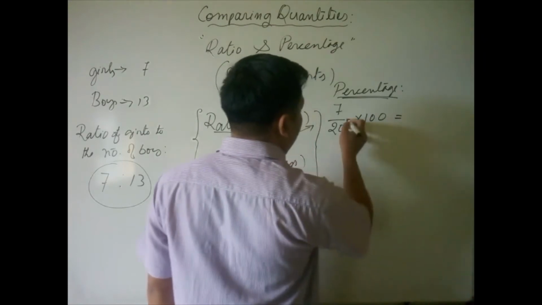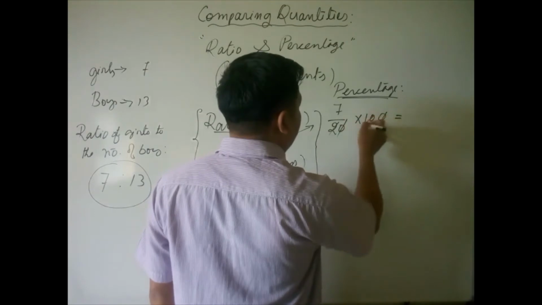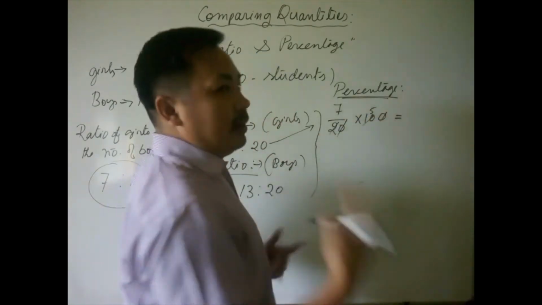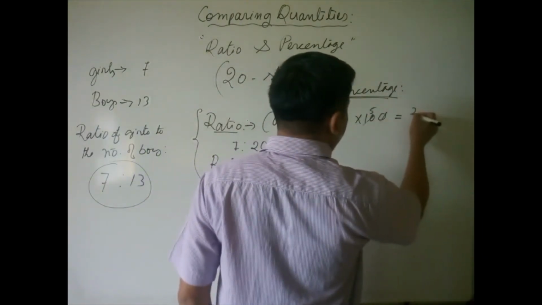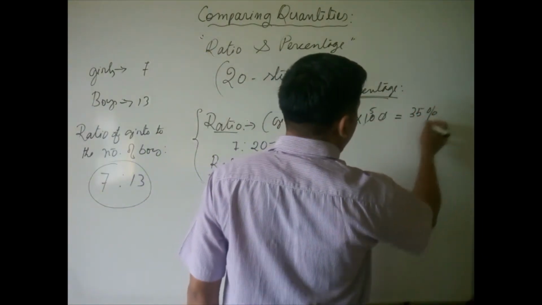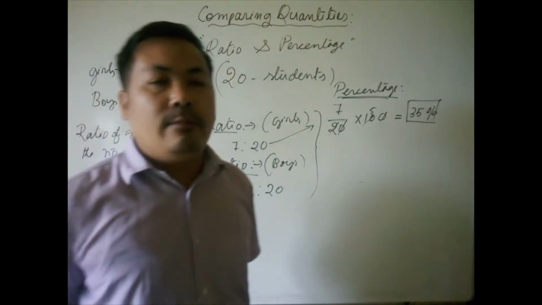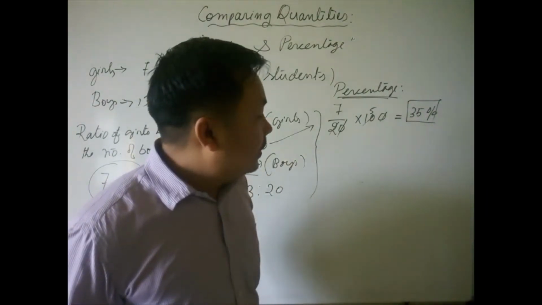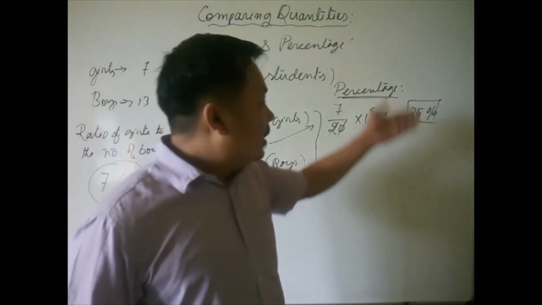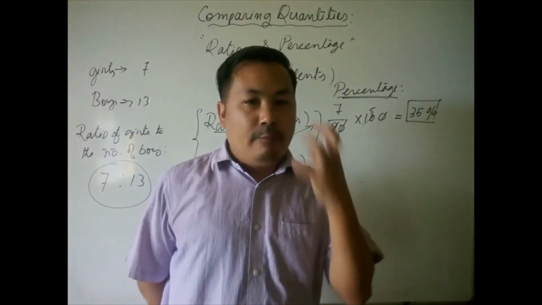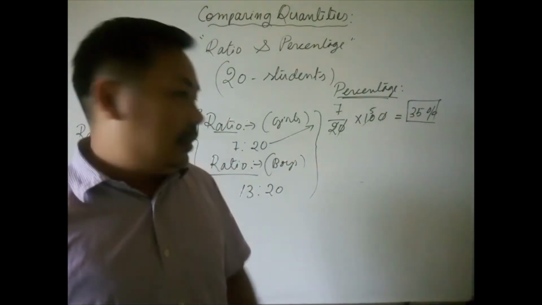You multiply with 100, then you will get it like this, isn't it? This 0 can cancel, 5 twos are 10, or 5 twenties are 100, doesn't matter. Then multiply these two, you can get 35. So 35% is the percentage of the girls in the class. So what is the percentage of the boys? The percentage of the boys will be 65%. If 35% is the girls' percentage, the boys' percentage will be 100 minus 35, so you get 65%. Then also we can find out.